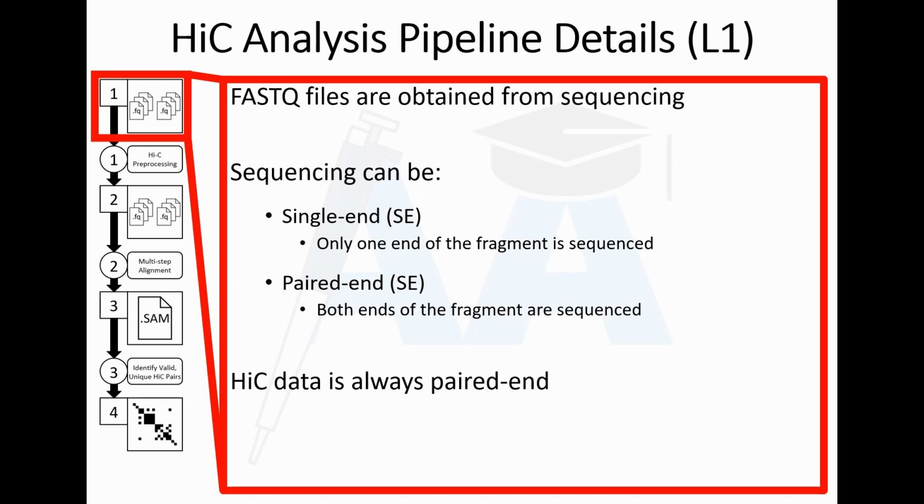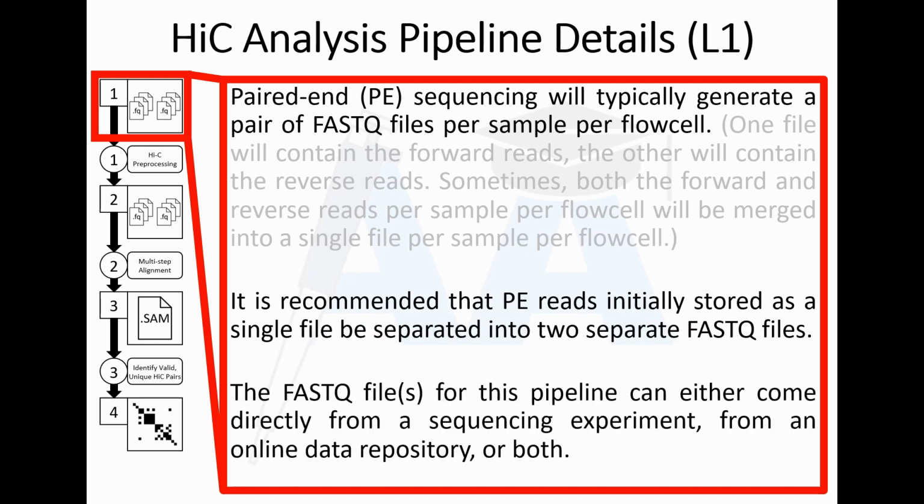HiC sequencing data is thus always paired-end. Paired-end sequencing typically produces one pair of FASTQ files per sample per flow cell, one file containing the forward reads, and one file containing the reversed reads. Multiple samples sequenced on the same flow cell will produce multiple pairs of files. A sample sequenced on multiple flow cells will also produce multiple pairs of files.